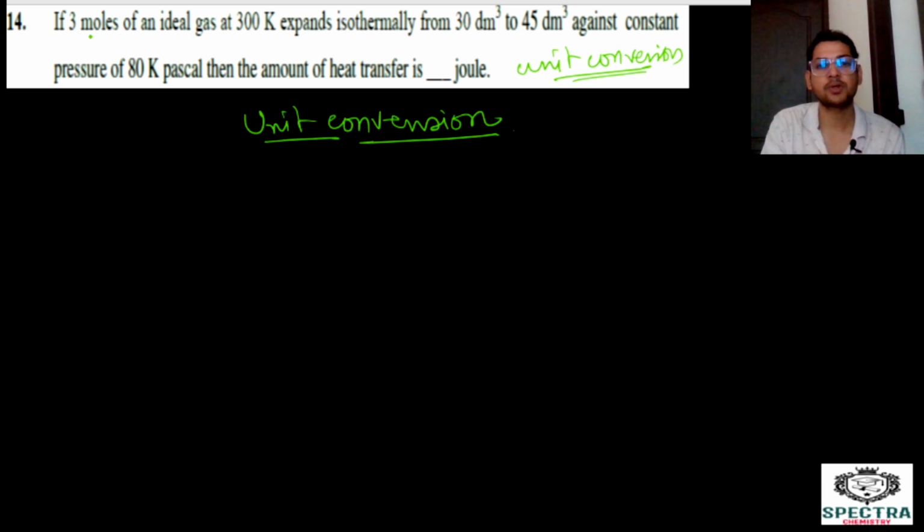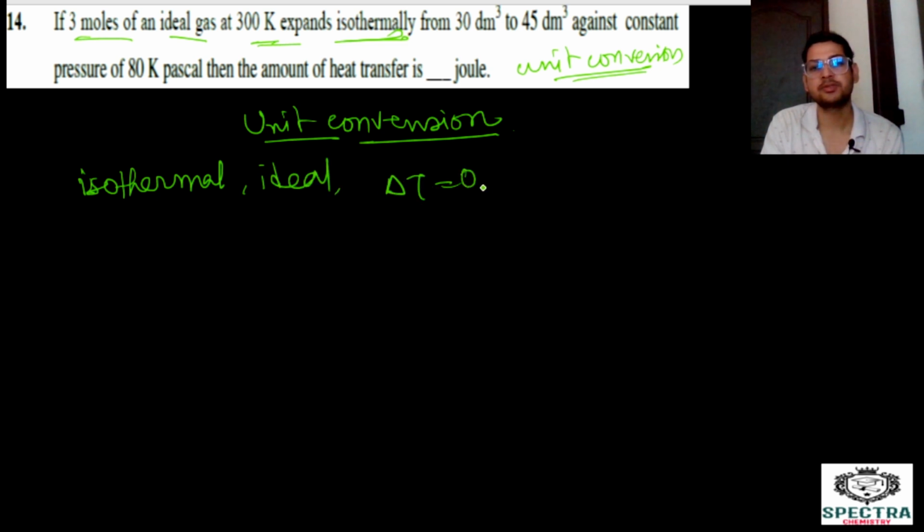3 moles of an ideal gas at 300 K expand isothermally. Okay sir, isothermal process and ideal gas are given. That means delta T equal to 0, and delta U is a function of temperature also, so we can write delta U is also equal to 0.